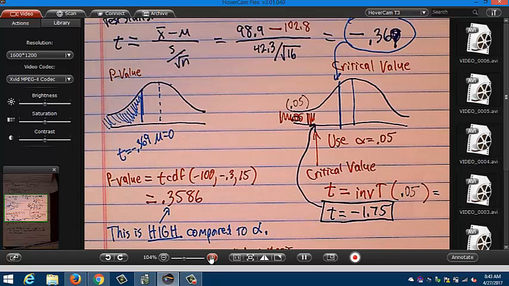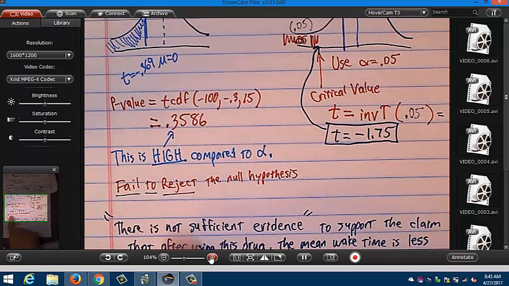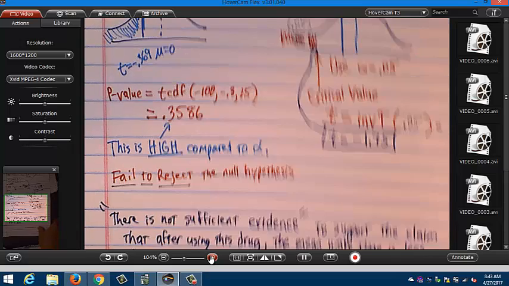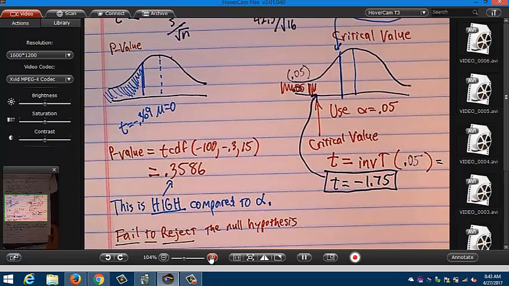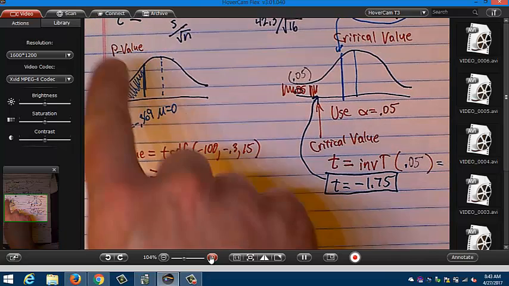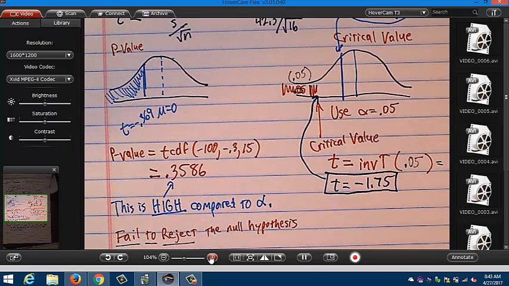So that's two different ways that you can come up with this conclusion. Fail to reject, and then you can translate it. It really is an either-or, but I want you to know how to do both, because there are times that it makes more sense to do the p-value, and there are times that it makes more sense to think about where the critical region is and whether my test statistic is in it. So you do need to know both.